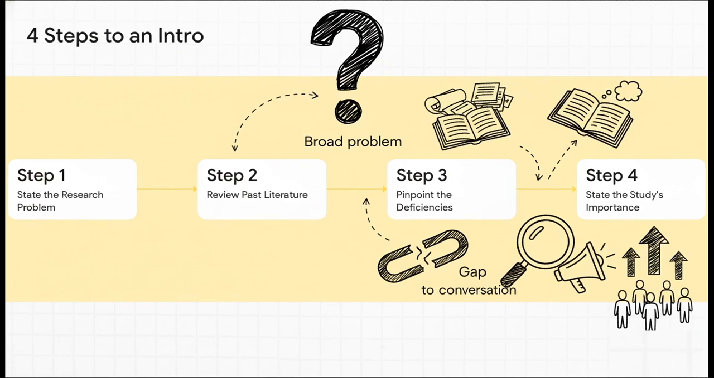First, you state the big picture research problem. Second, you give a quick summary of what other researchers have already said about it. Third, and this is key, you pinpoint exactly what's missing from that conversation. And fourth, you wrap it up by explaining why filling that gap is so important and for who.